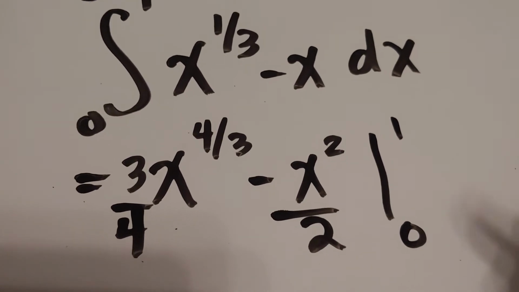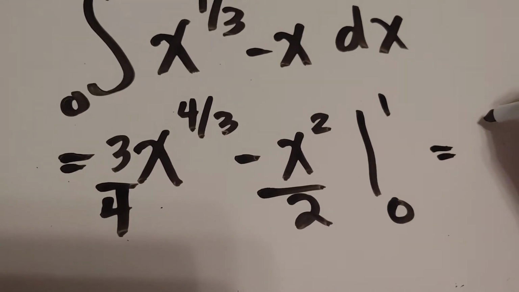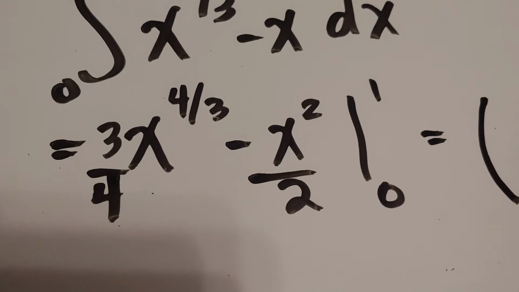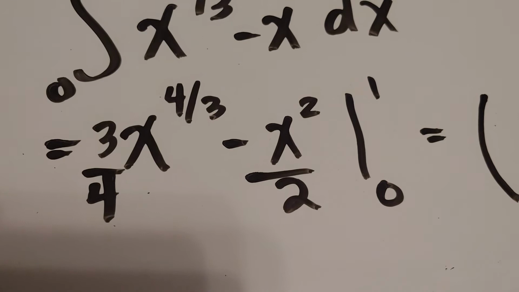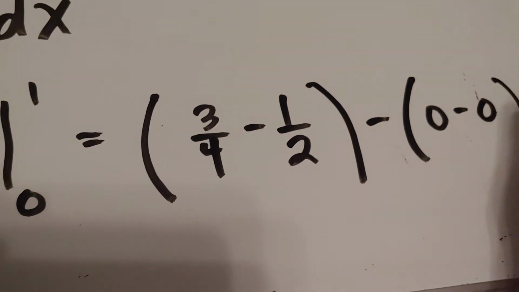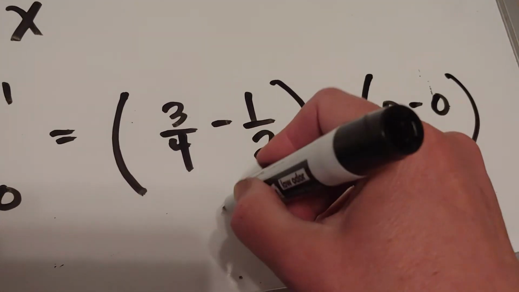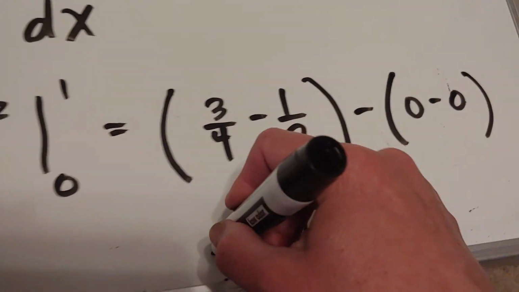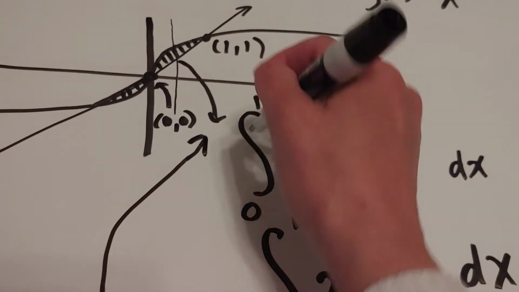Okay, now the good news. 1 to any power, it's 1. 0 to any power, 0. Okay, so what's going to happen here is I'm going to get 3/4 minus 1/2 when I plug in the 1. And then I'm going to get a whole bunch of zeros. Awesome. So 3/4 minus 1/2 is 3/4 minus 2/4. So this is just going to be 1/4. So this 1/4 is the area of that one sliver.